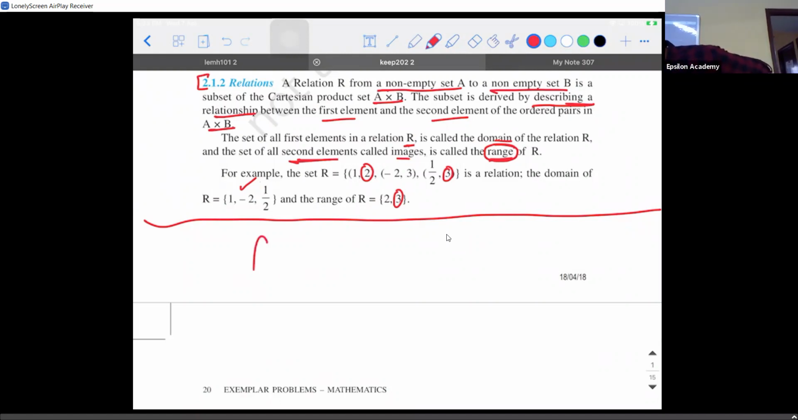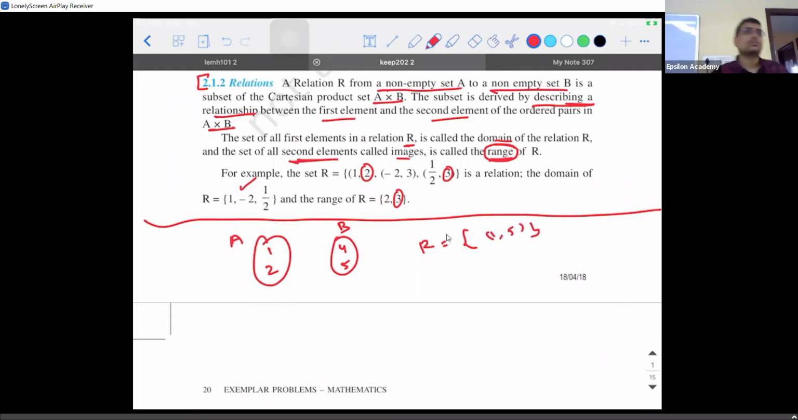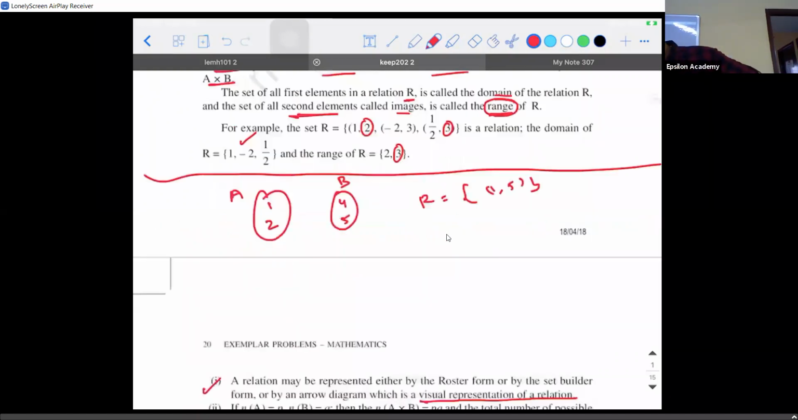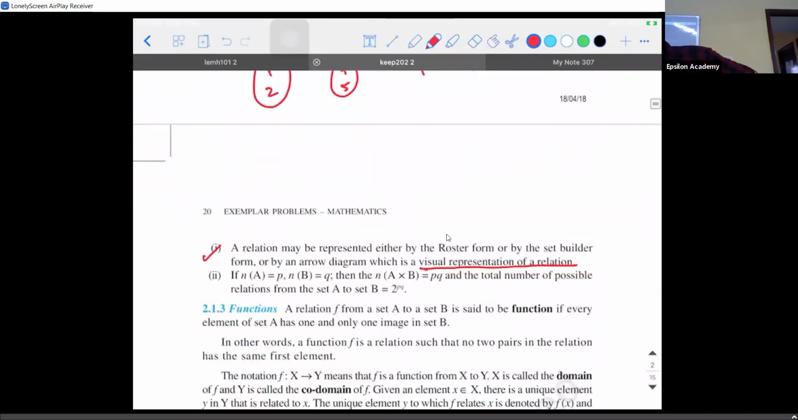For example, A is 1, 2, 4, 5. Domain, codomain, 4, 5. If I give you a relation like this, the range is only 5. 4 is unused because it does not have a pre-image. So I hope you know the difference between an image and a pre-image. Image is present in which set? Codomain set. Pre-image is present in the domain set. Right? I hope this point is clear. I discussed this in the last class also. Anyways, I'll repeat it.